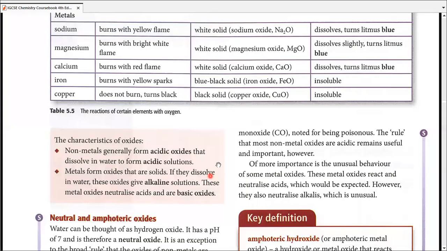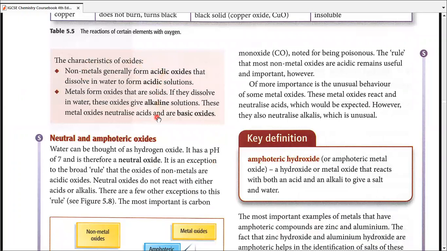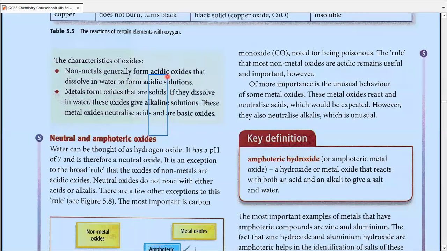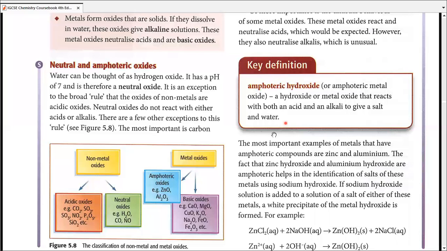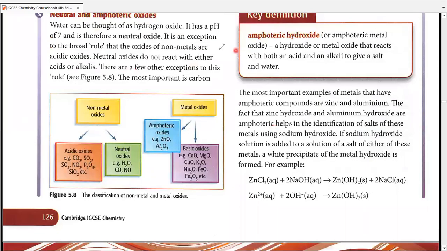Let's move. So the important pink portion, characteristics of oxides. Non-metals generally form acidic oxides. They dissolve in water and they form acidic solutions. Metals, on the other hand, generally form oxides that are solids. They dissolve in water. These oxides give alkaline solutions. Metal oxides neutralize acids and hence are known as basic oxides. So, if they can neutralize acids, let's take some examples right out of the names or compounds given over here.